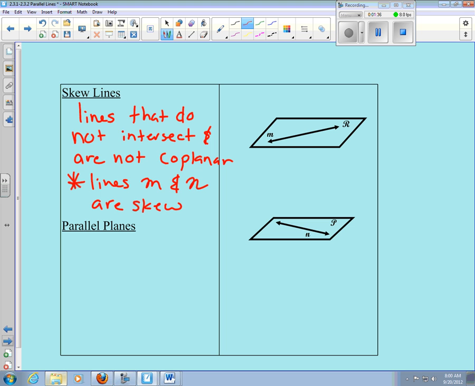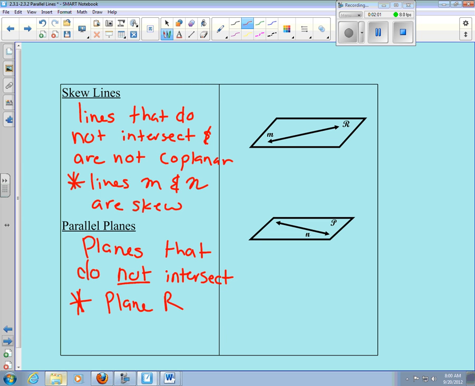Okay, then we also see in this picture parallel planes. Parallel planes are just like parallel lines, except they are planes that do not intersect. So do not intersect. Remember that we're going to have lots of definitions, so if you need to pause, please do so you can finish writing or rewind. So if we look at this picture, we see that plane R and P are parallel.